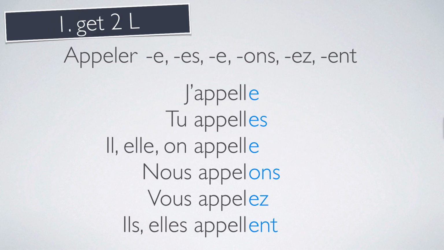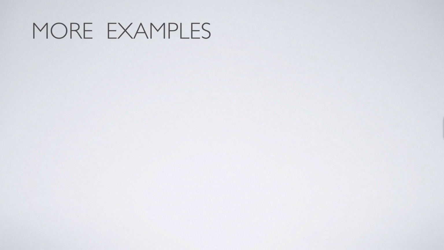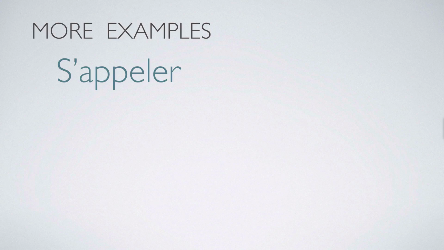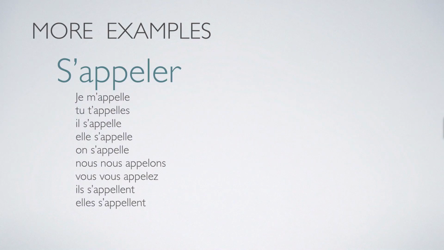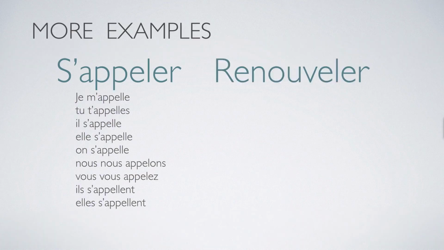In this category, with two Ls, we've got several verbs. Not a lot, actually. For example, the verb s'appeler, when you want to say your name. Je m'appelle, with the two Ls, tu t'appelles, il s'appelle, elle s'appelle, on s'appelle, and with one L, nous nous appelons, vous vous appelez, and again the two Ls, ils s'appellent, elles s'appellent.